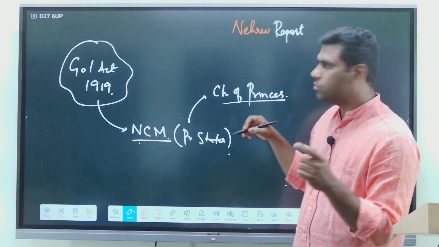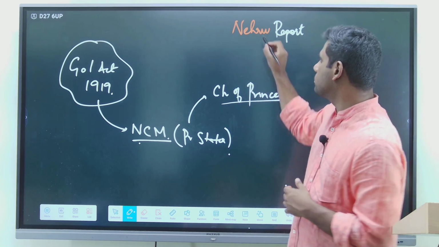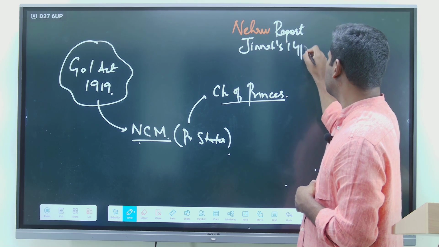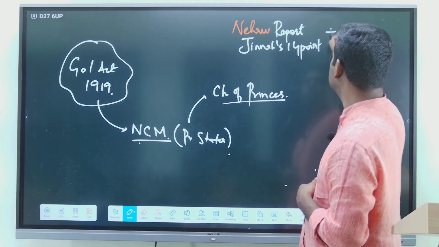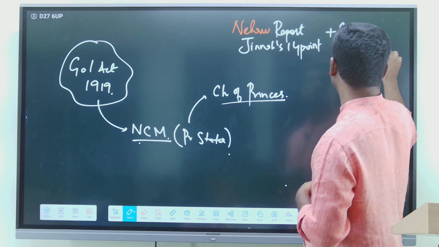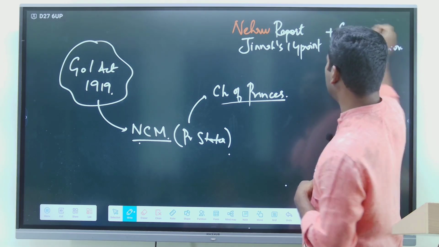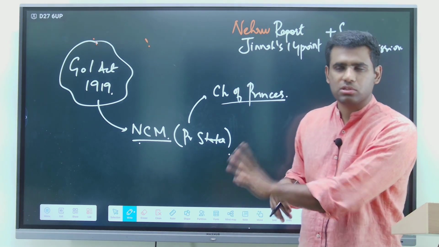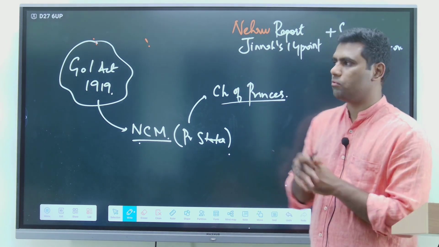They have a lot to do with the objections to Jinnah's 14 points, plus the recommendations of the Simon Commission. So when you understand in what all ways these are relevant, you will be able to figure out certain other provisions of the Government of India Act 1935.